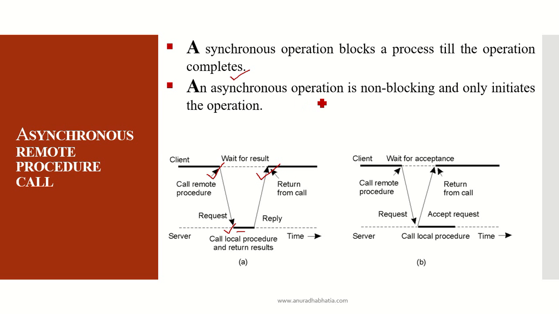An asynchronous operation is non-blocking and only initiates the operation, and it works in parallel. There's nothing called a wait time over here. There's nothing where my processes will wait. Asynchronous happens in parallel. So the client is waiting for the acceptance and not for the result. So immediately it happens in parallel. A remote procedure is called over here, the request is sent, and immediately the accepted request is there. It will not wait for the result, but immediately starts working on the next call.